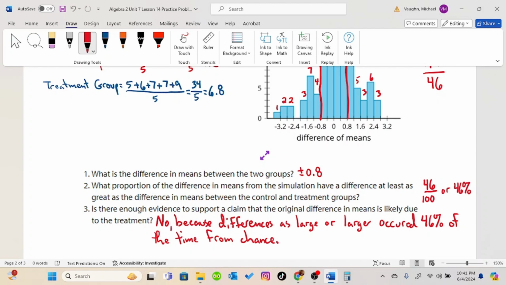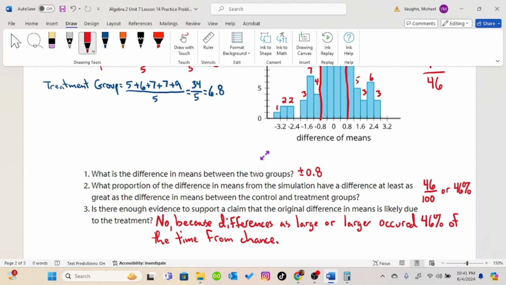So in this case, it was almost just as likely that we would see those results by random chance as we would see those results from the actual treatment. So in this case, it is not likely that the treatment had anything to do with the numbers that we saw.